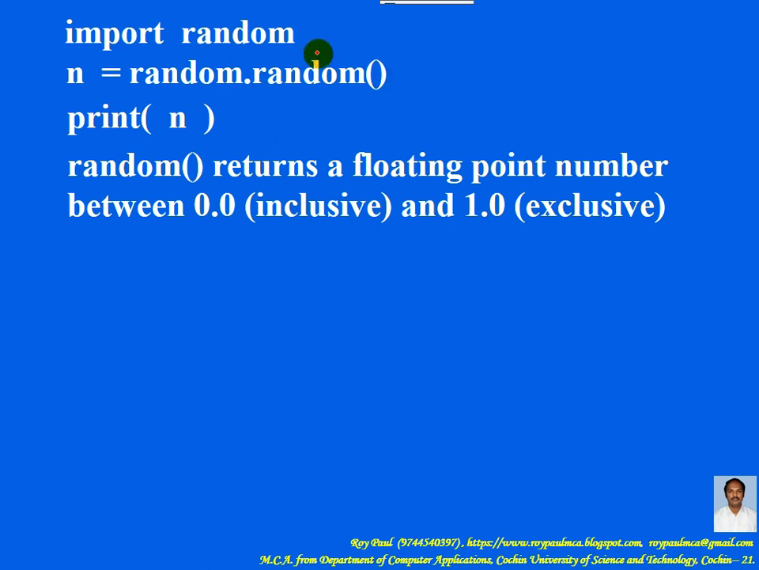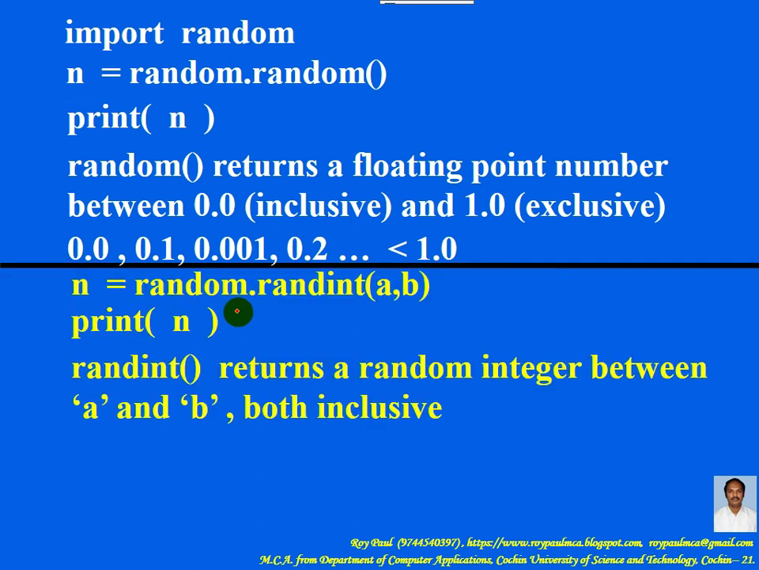Random function returns a random decimal number or a random floating point number greater than or equal to 0.0 and less than 1.0. Hence, the possible outcomes are 0.0 or 0.1 or 0.01 etc., less than 1.0. So your n points to any of these decimal numbers. You cannot predict the exact decimal number that n points to because it is randomly generated.